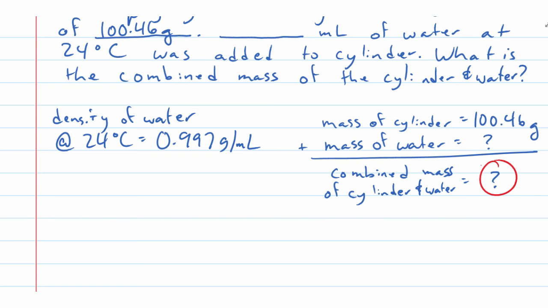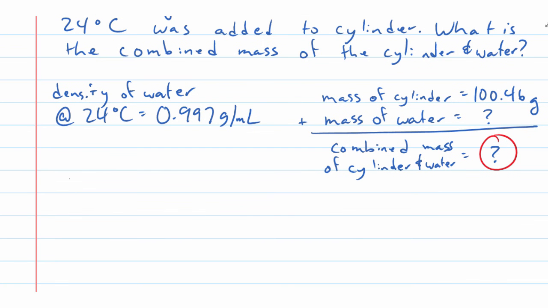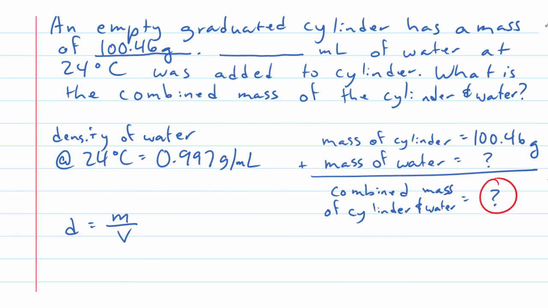Now, what we also know here is the formula for density. We know that the formula for density, D, is equal to m over v. And if we look at the information we do have, we might as well go ahead and measure this right now. Just short of 54, so I guess about 53.9 milliliters is how much we have. So we'll fill in this blank. We have 53.9 milliliters of water at 24 degrees Celsius was added to the cylinder.